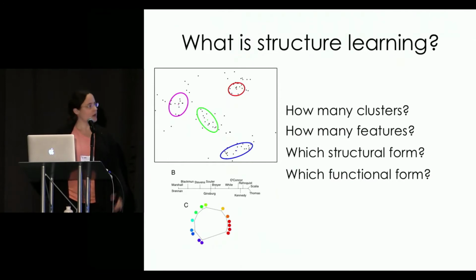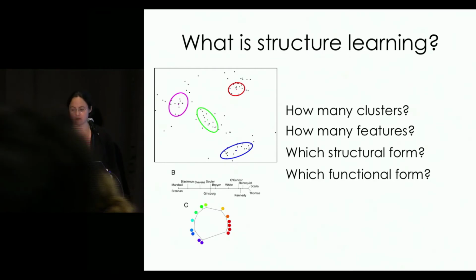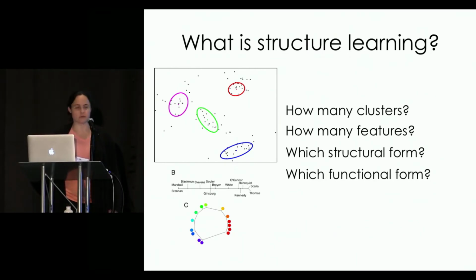Okay. So Sam gave some examples of what structural learning was from the what's out there point of view. For example, trying to describe data by answering questions of how many clusters there are, how many features, what the structural form or functional form are. And what I'm going to try to answer is what structure learning is when we're interacting with the world.